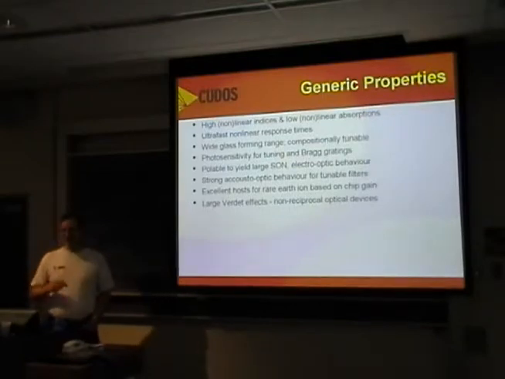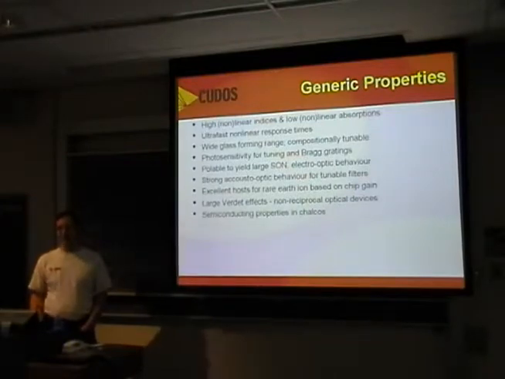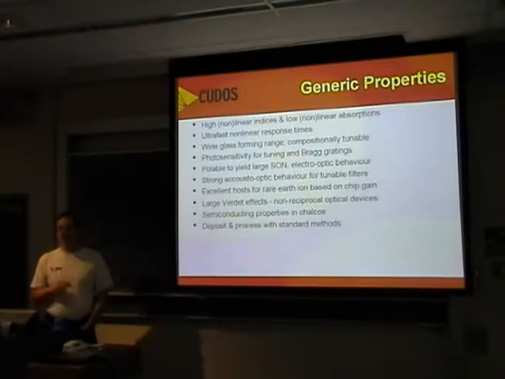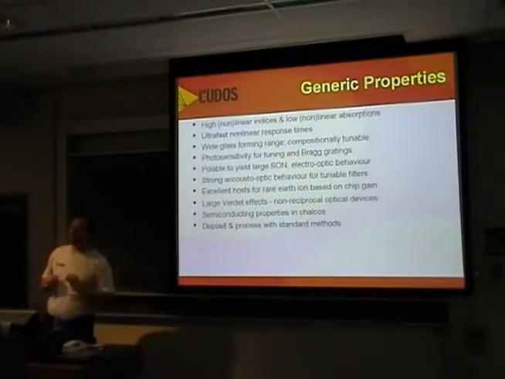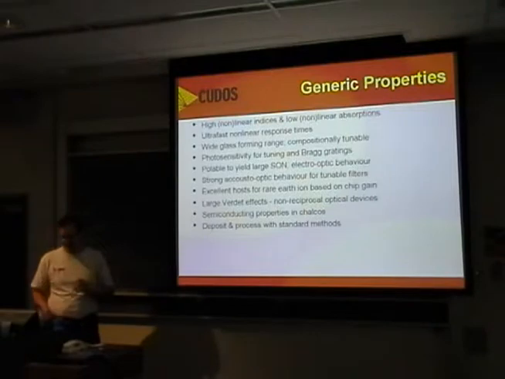These materials, curiously enough, also have magneto-optic properties from which one can contemplate building non-reciprocal devices. And chalcogenides, as I said before, are actually semiconducting, so there are some other potential avenues to explore there to see if there are other effects that one can exploit. And most importantly, both classes of materials can actually be deposited and processed with standard semiconductor methods, and we'll talk a bit more about what that means in a minute.